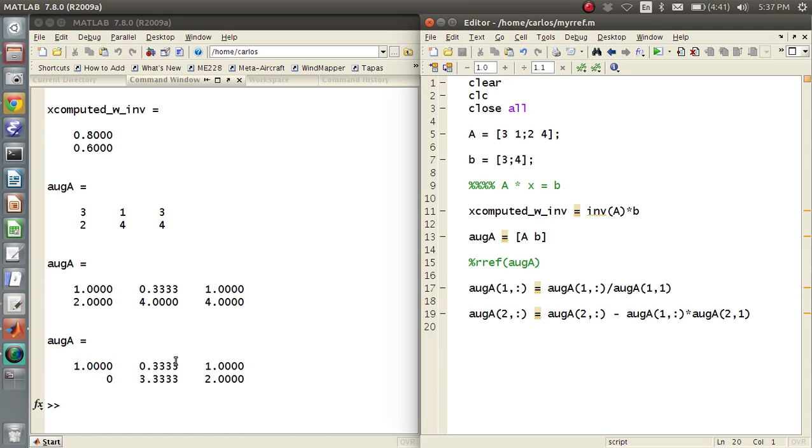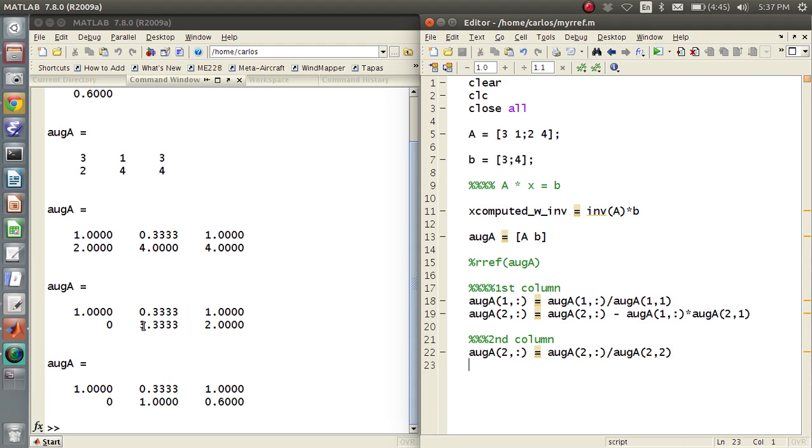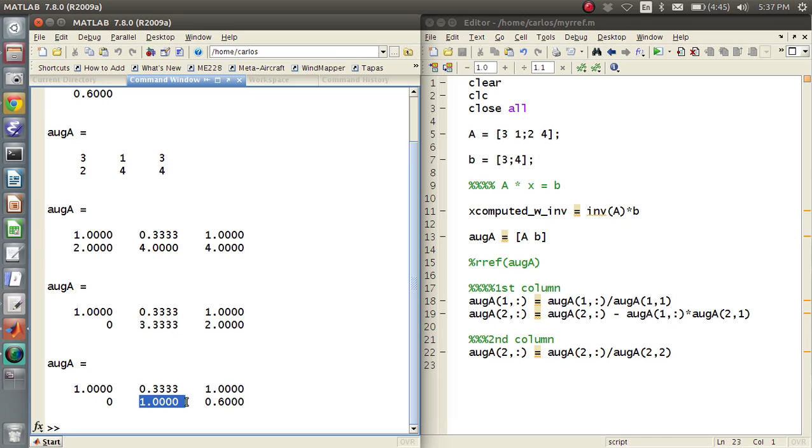Now I want to do essentially the exact same thing that I just did here. So this is for the first column. I'm going to do the exact same thing for the second column. So now I'm going to take the entire second row, and I'm going to divide it by aug.a 2, 2. And when I do that, that changes this 3.33 to a 1.0.